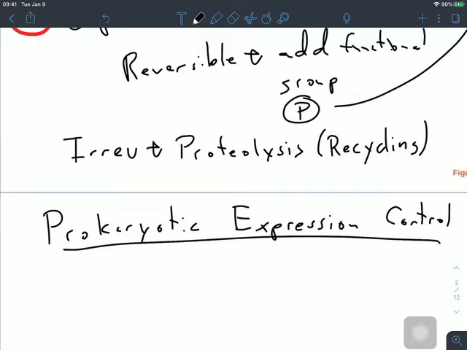Which is at the same time much more simple in that it occurs at only one step, but also elegantly cool in how well this regulates the metabolism of these tiny bacteria, these tiny prokaryotes. The general idea behind prokaryotic expression control is to prevent or stop transcription.